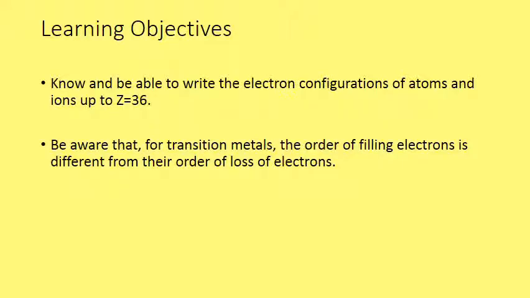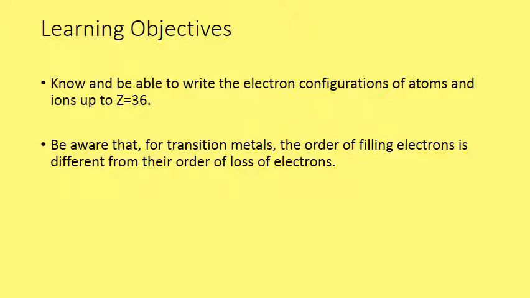And so what we'll do in this video lesson is we want to know and be able to write the electron configurations of atoms and ions up to atomic number equal 36. And atomic number 36 is krypton, which gets you to the end of period 3. What you'll remember is that at GCSE you do up to atomic number 20, that's calcium, and those positions 20 and 36 are carefully chosen.